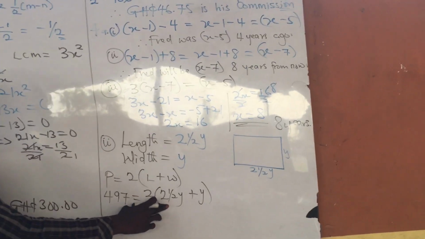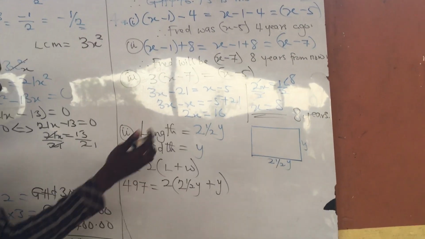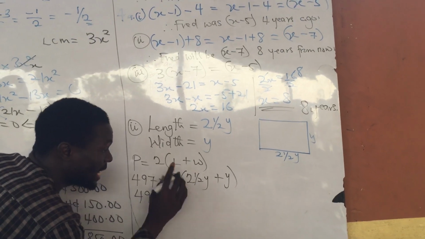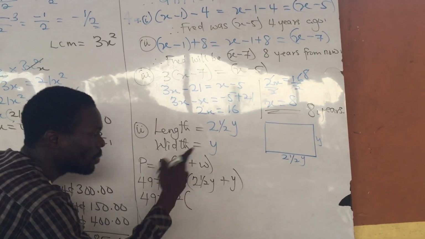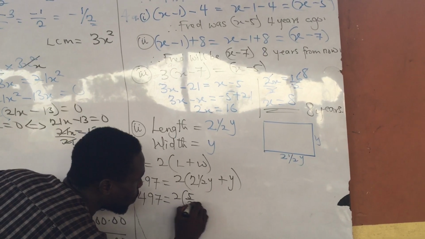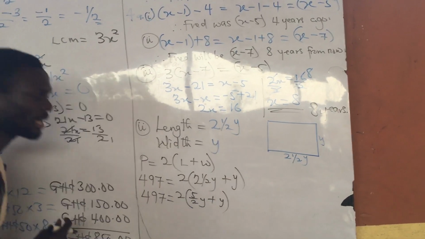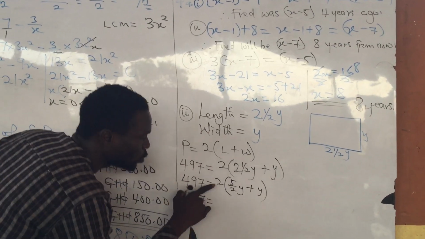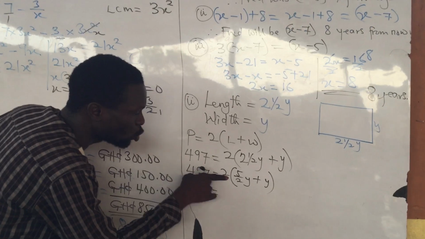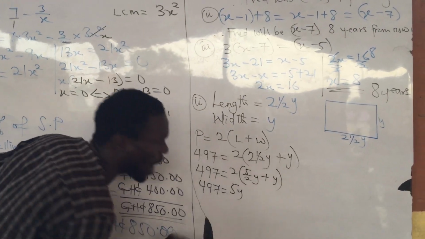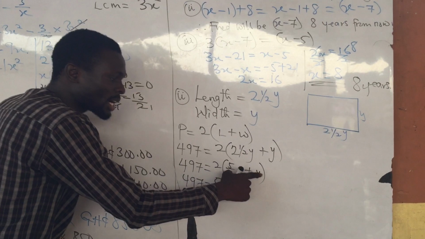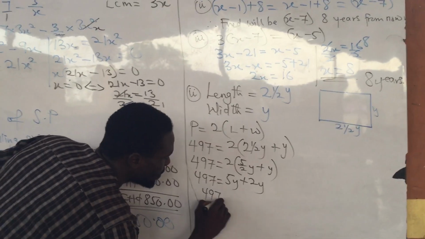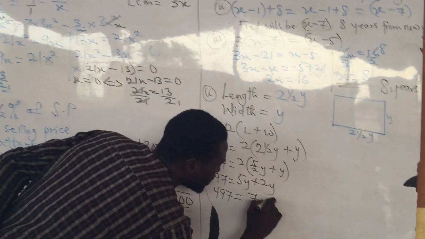This is a mixed fraction, so change it into an improper fraction. It's going to give you 5 over 2 y plus y. We are going to get 497 is equal to 2 times this. Now expand the bracket. Then the 2 will cancel out, leaving behind 5y. Then this 2 will also multiply the y, giving you plus 2y. You have 497 is equal to 5y plus 2y, which is 7y.